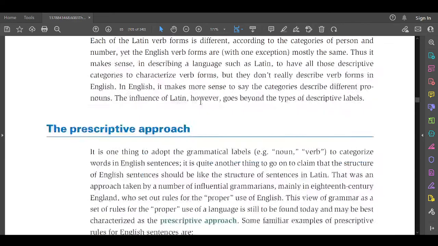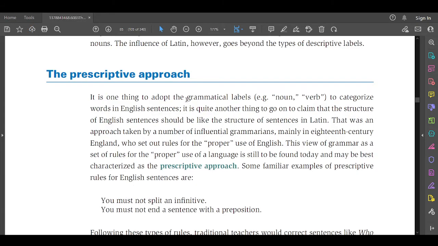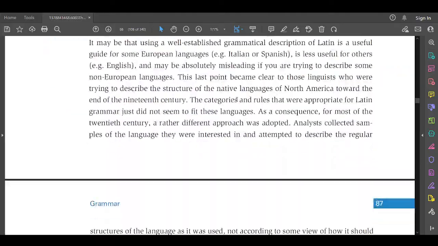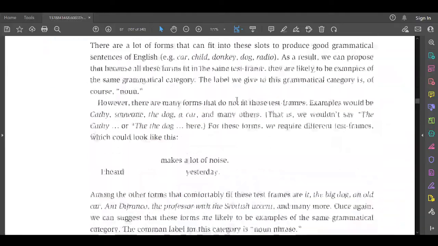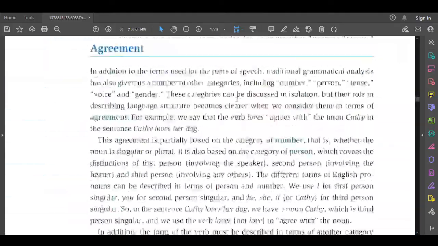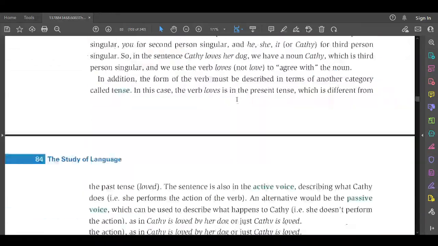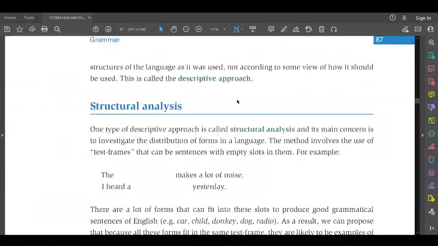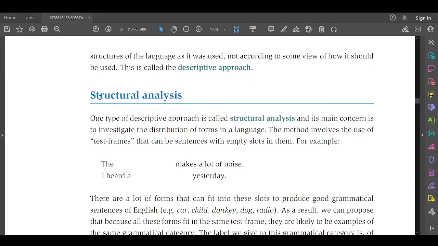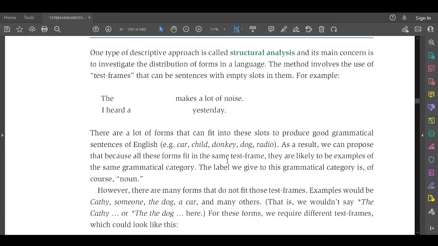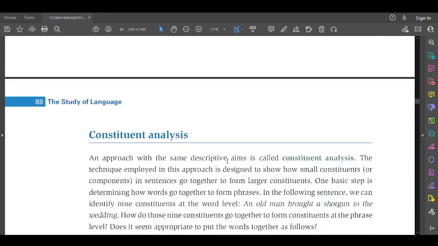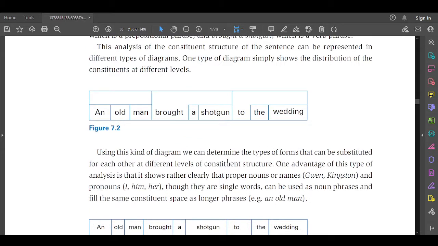This is talking about grammar in general. A prescriptive approach talks about this, but I don't want to go into details, because what we need to know is the parts of speech in the beginning, in order to start with syntax. Syntax begins with structural analysis. This is what we want to understand.